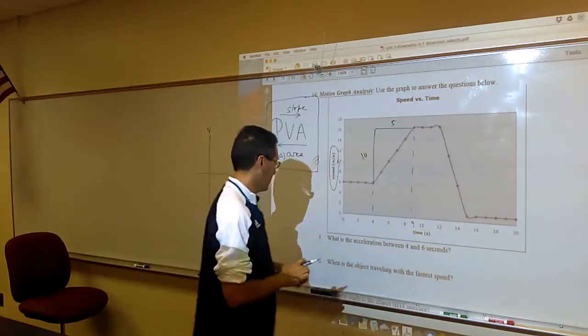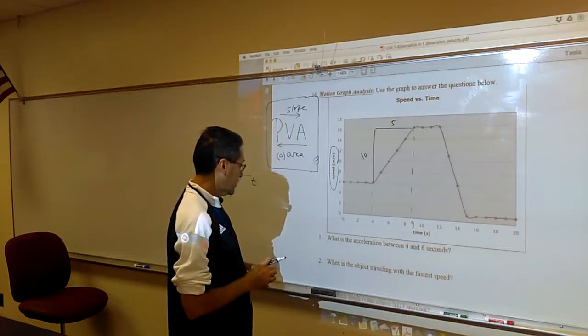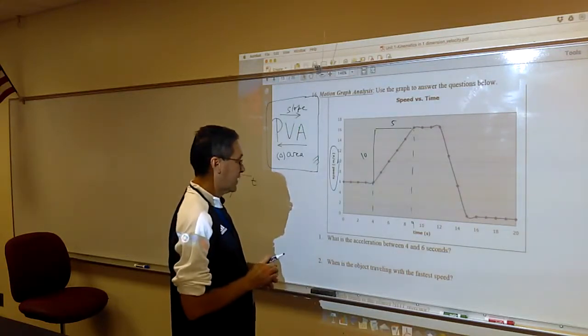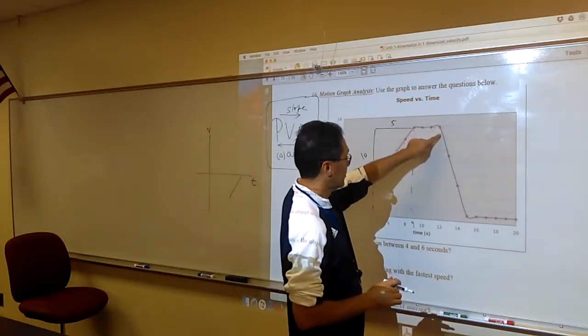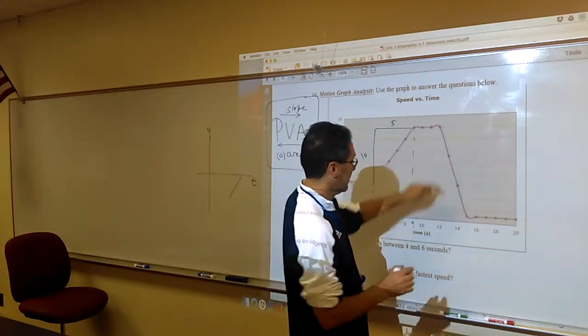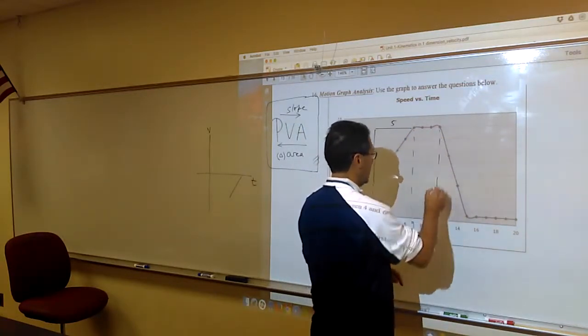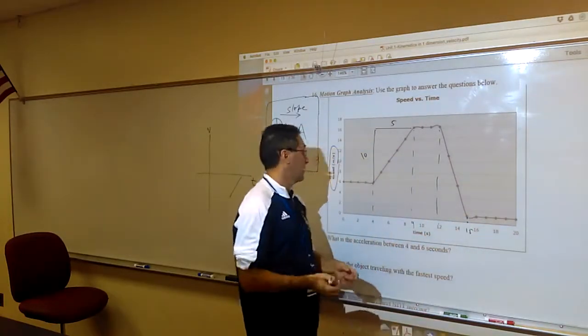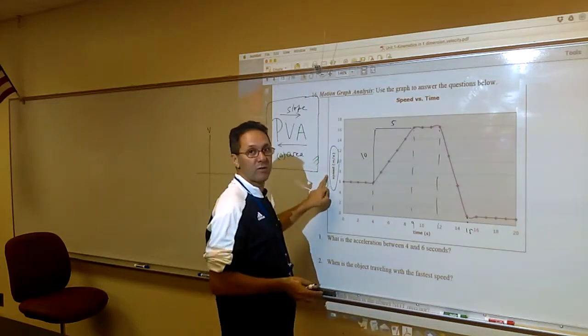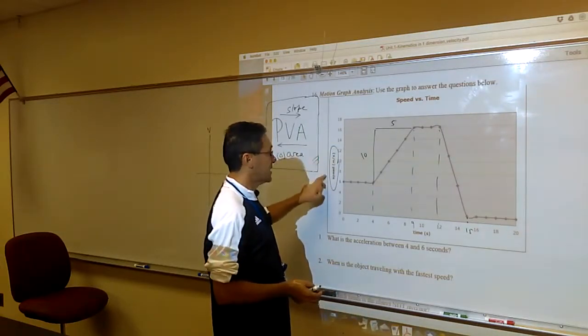The next thing it says, when is the object traveling with the fastest speed? A lot of people make the mistake and say it's traveling with the fastest speed in this time interval here, between 12 and 15. That would be true if this were a position time graph, but this is a velocity time graph.